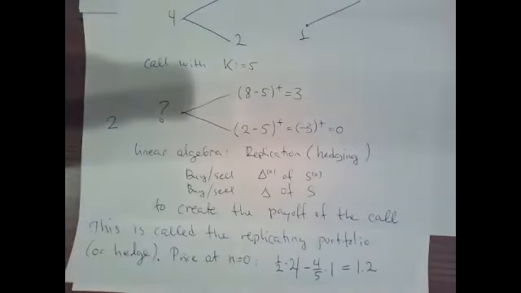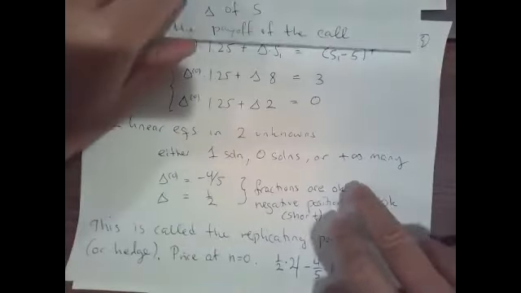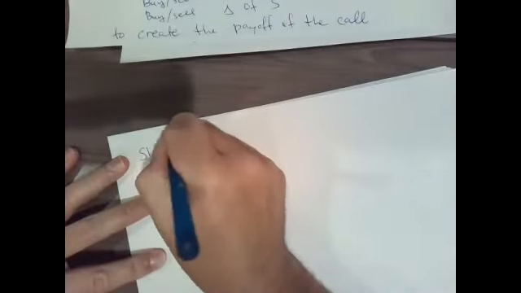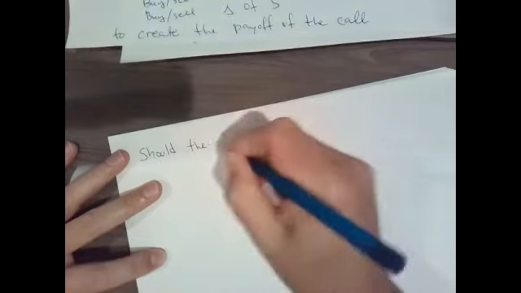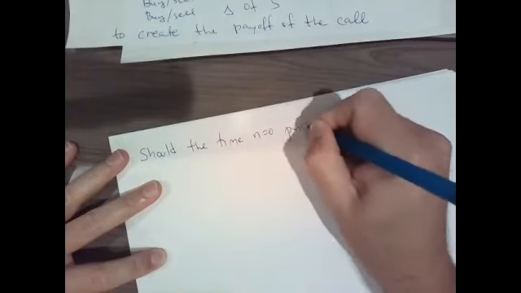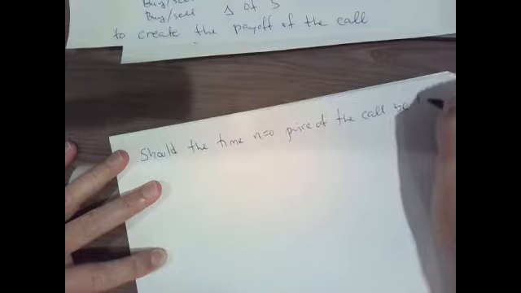So I know that the value of the replicating portfolio at time 0 is 1.2. Should that also then be the question mark? Is this how we want to figure out what the question mark is? So this is our basic question. Should the time 0 price of the call be 1.2?